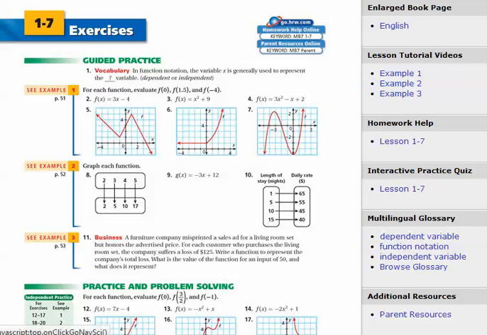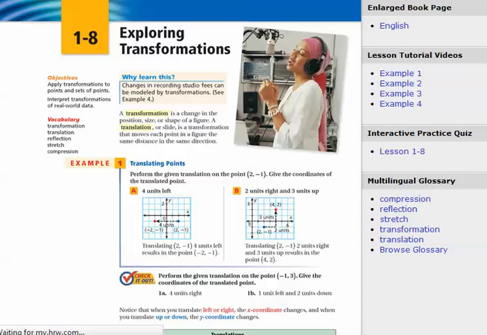Now let's go to section 8. Section 8 is all about exploring transformations. Now, in geometry, you talk about transformations, and basically there you're talking about picking up a geometric figure and moving it left and right, up and down. You might be stretching it one way or another, doing different things to it. Same thing is here. Transformation is a change of position, size, or shape of a figure.